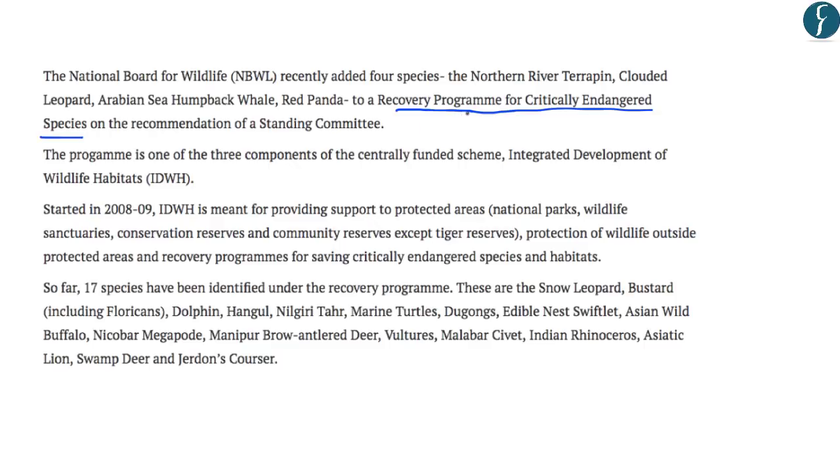Regarding the recovery program for critically endangered species of India, the National Board for Wildlife in 2018 has added four species in this program, namely Northern River Terrapin, Clouded Leopard, Arabian Sea Humpback Whale, as well as Red Panda. So these four species become important again from our prelims perspective.